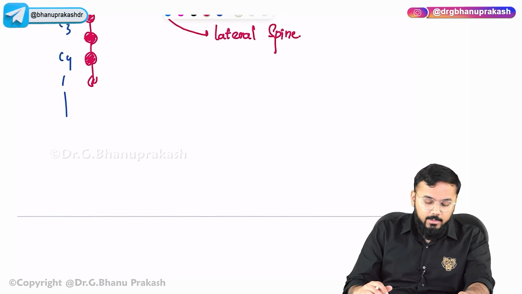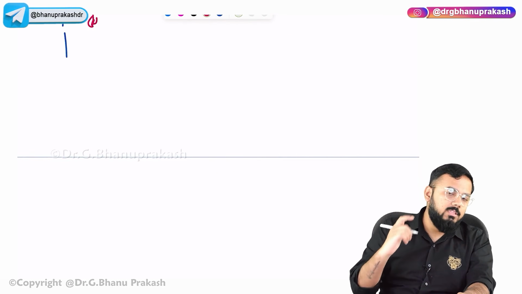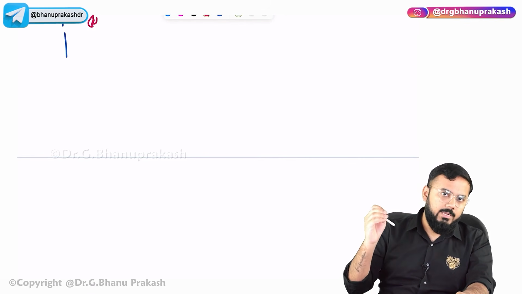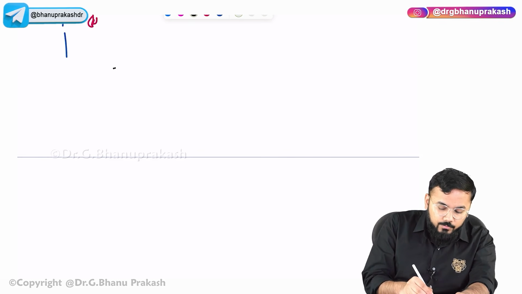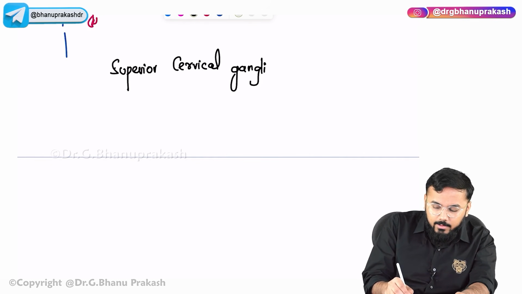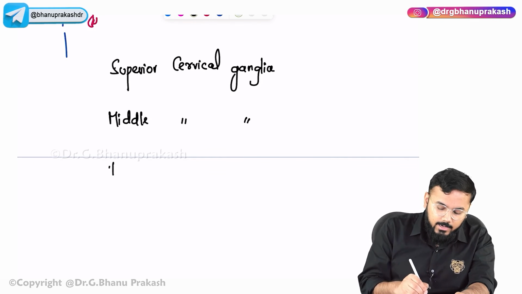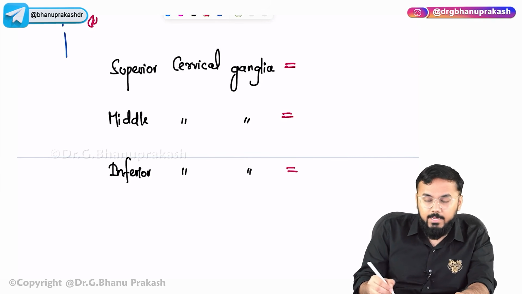So today's discussion will be about one of the most important ganglia, the cervical sympathetic ganglia. In the cervical region, how many sympathetic ganglia do you have? I have got three sympathetic ganglia. What are those three? One is called superior cervical ganglia, middle cervical ganglia, and inferior cervical ganglia. I have got these three ganglia: superior cervical, middle cervical, and inferior cervical.